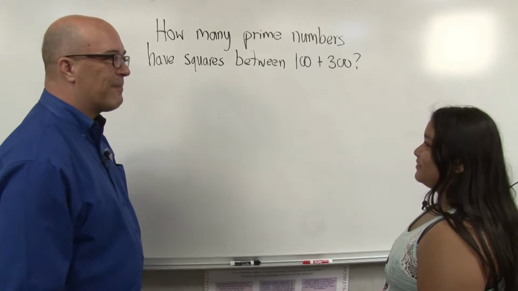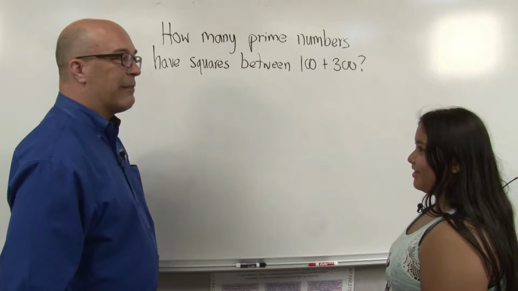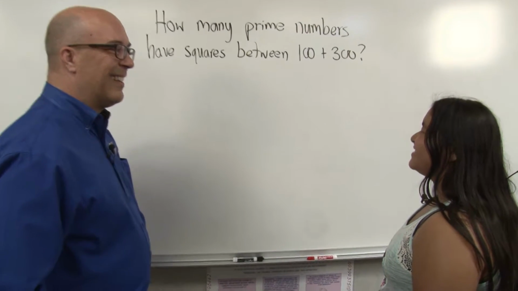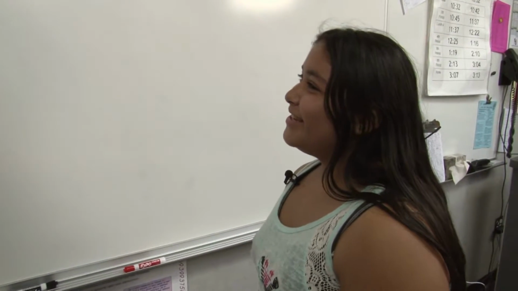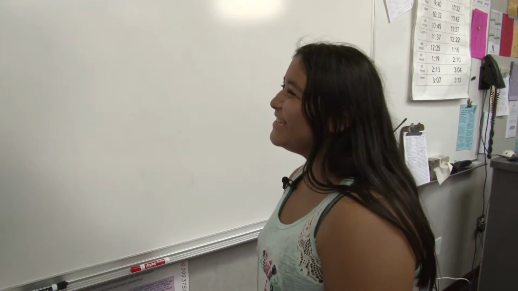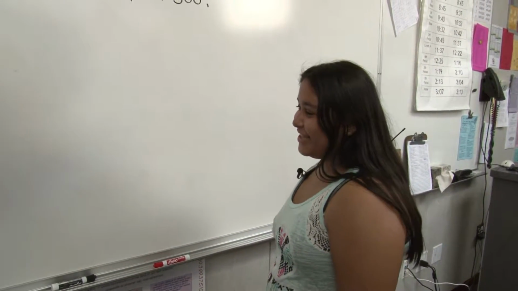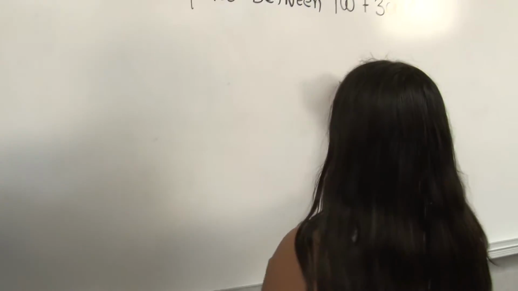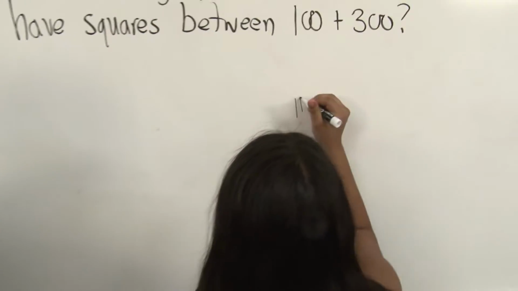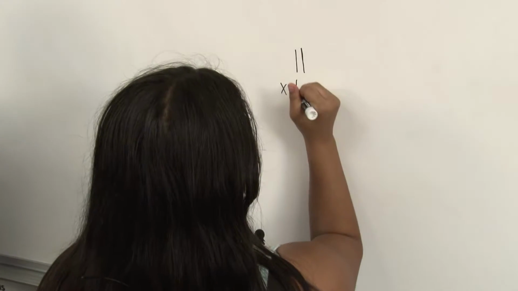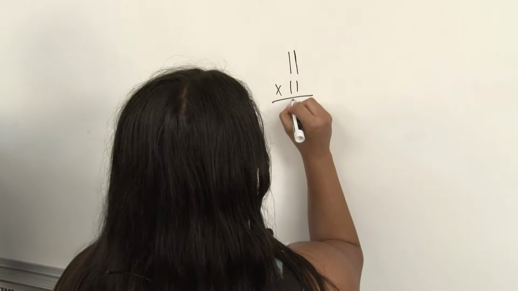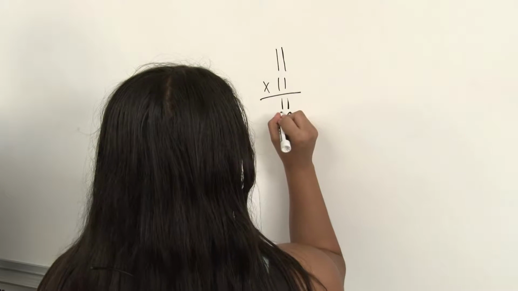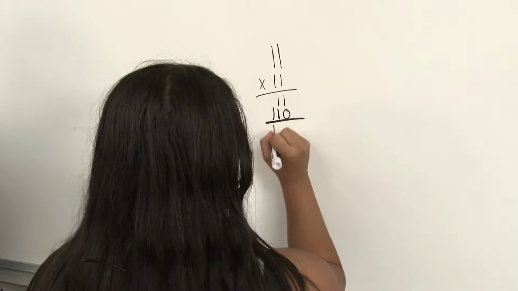So how would you like to start to figure this out? I know 11 is one of them. You know 11 is one of them? What's 11 squared? I think it's 121. You think it is or you know it is? I think it is. Well, how are you going to know then, instead of just guessing? Well, go ahead and multiply it out if you need to. There you go, it's 121, right?